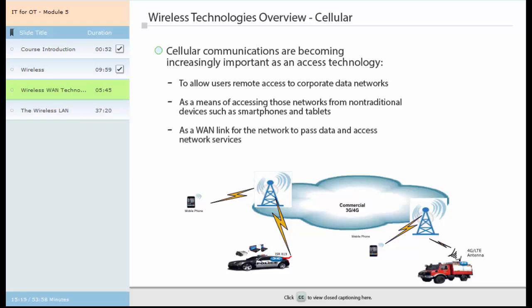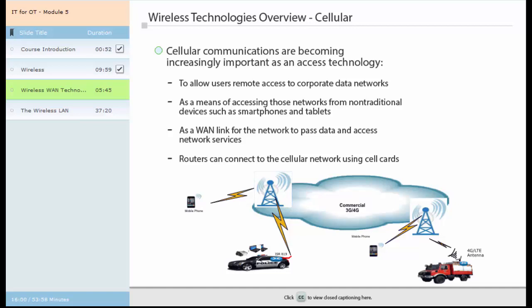Cellular communications can also be used as a WAN link for the network to pass data and access network services, as well as for general communications between network users such as texting and voice calls. Cellular can also be used as a WAN link alternate for connecting offices or network locations. Routers, just like tablets and cell phones, can connect to the cellular network using cell cards. Cellular networks have utilized a number of different RF technologies for connectivity and data transport. Each new RF technology utilizes allocated bands of the RF spectrum a little more efficiently to allow for higher, faster data rates, both upload and download.